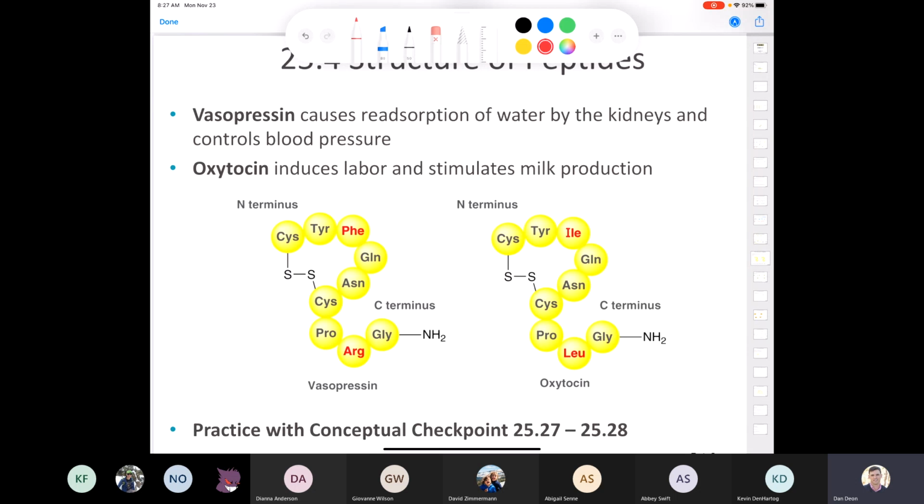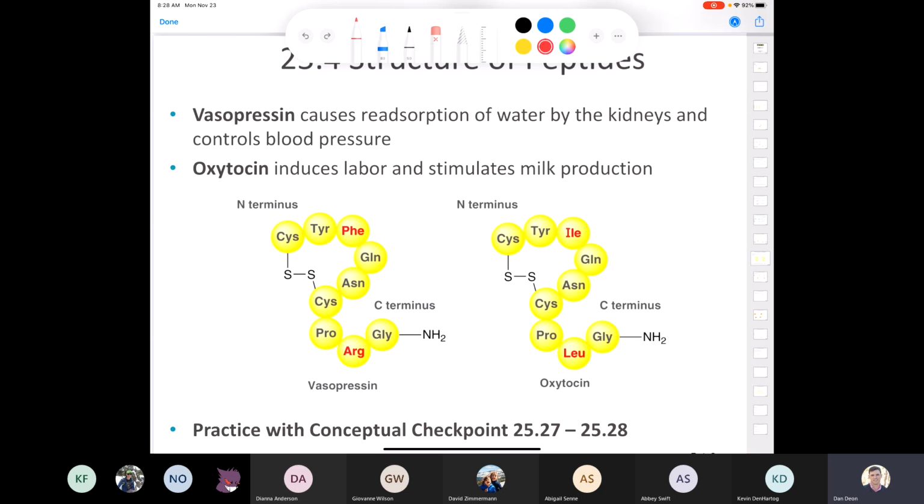Anyhow, you look at these two molecules, right? There's quite a bit of similarities between them. You look at this residue is the same and this one's the same. The only ones that are different are the ones that are highlighted in red. But you see how small differences in molecules can have huge differences in terms of their biological activity.